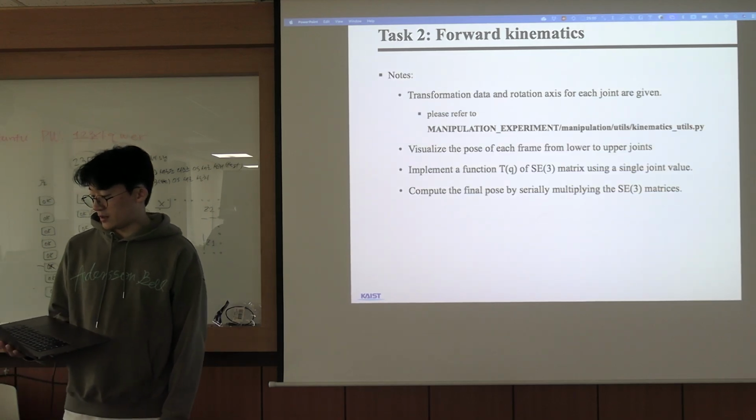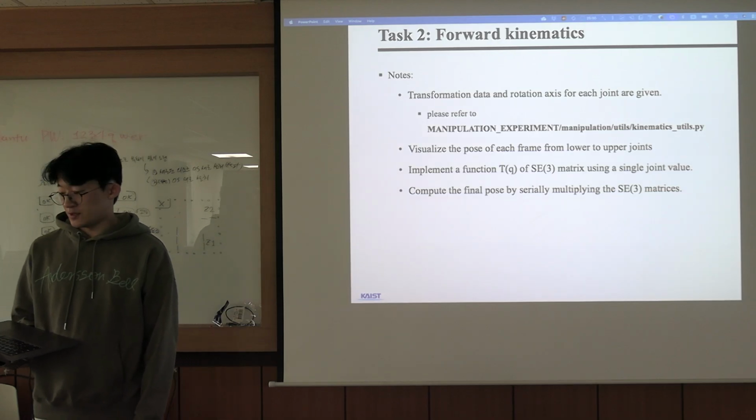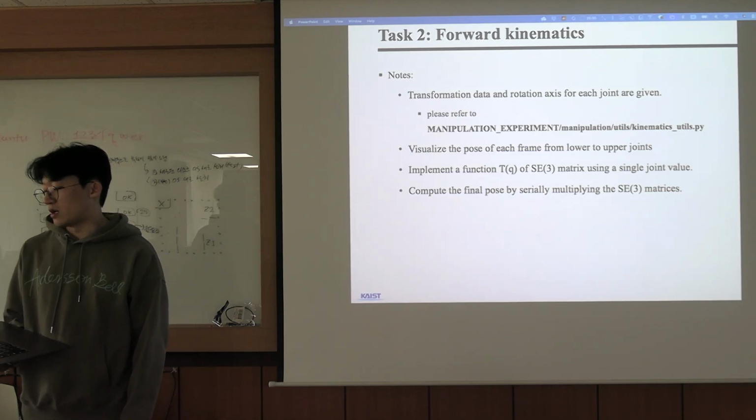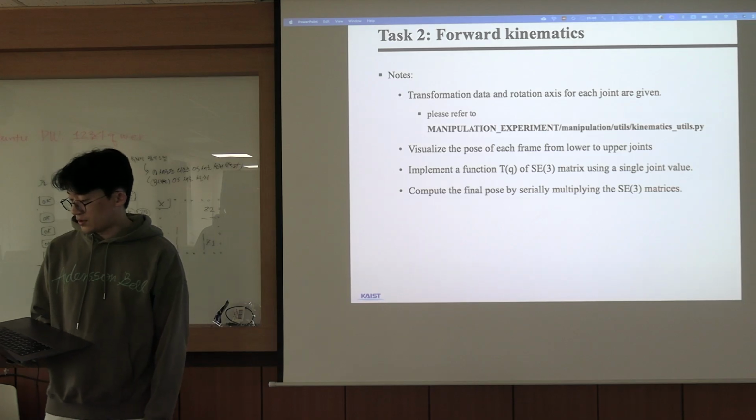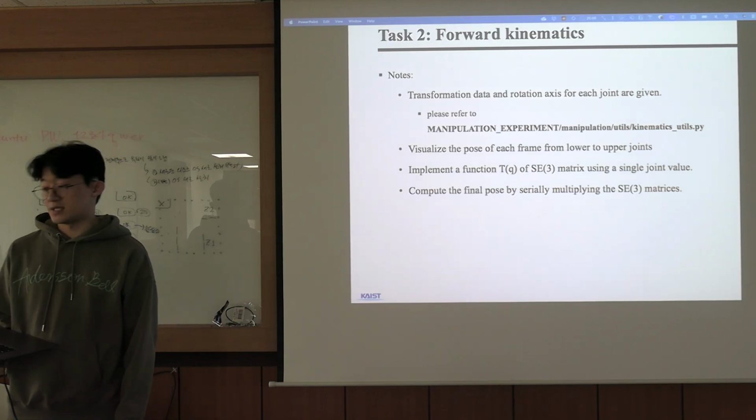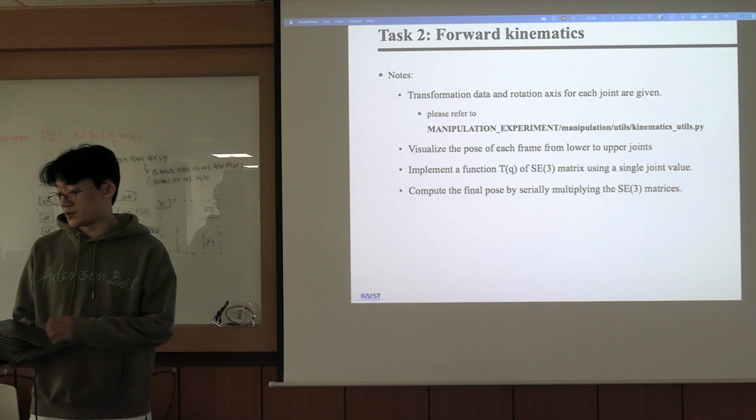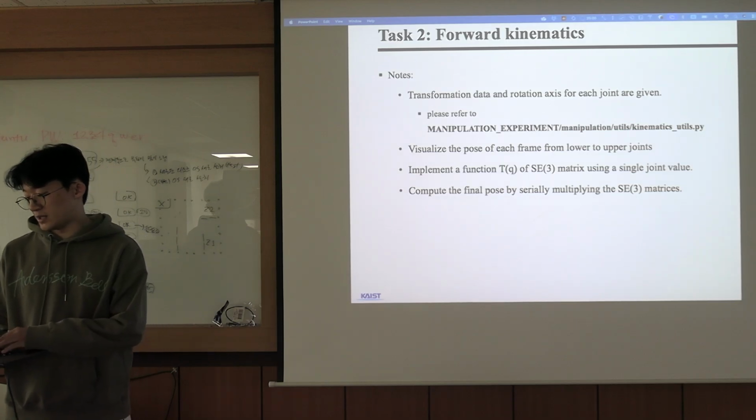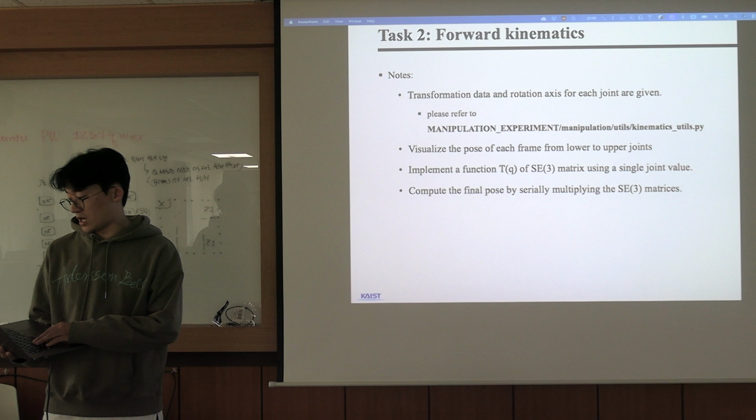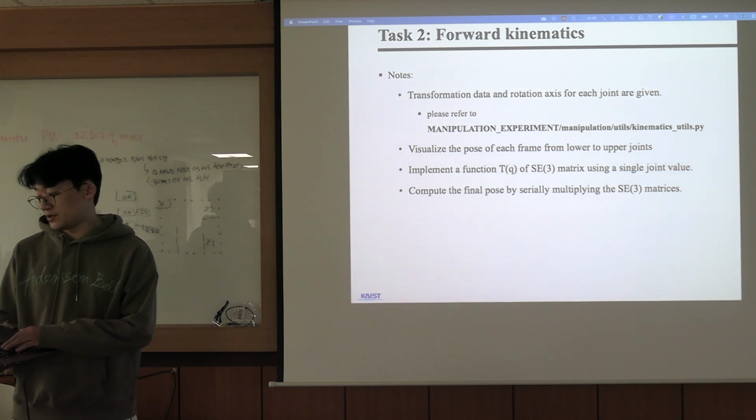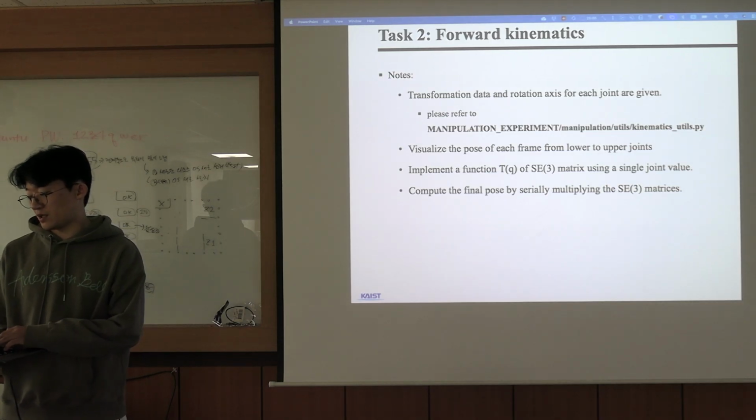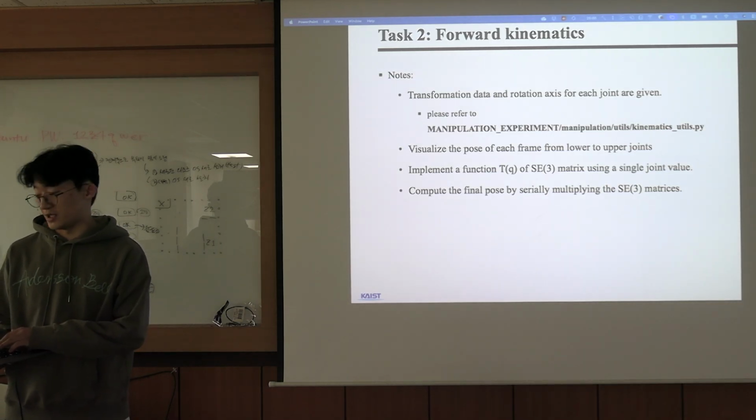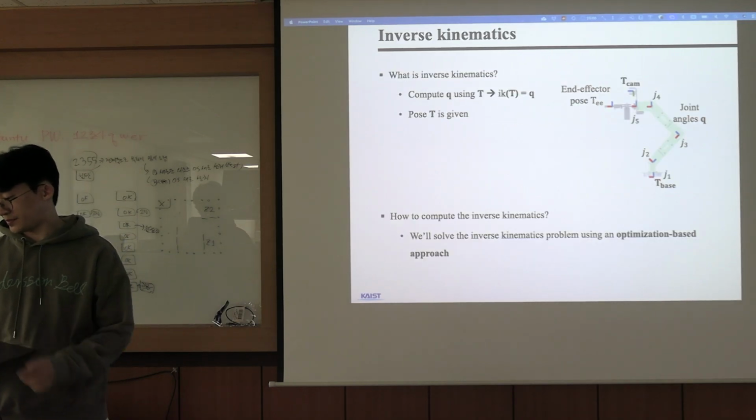So here are a few notes for task 2. The transformation data and rotation axis for each joint are already provided. You can find them in the file kinematics_utils.py. When you implement your code, try to visualize the pose of each frame step by step from the lower joints to the upper joints. You also need to implement a function T(q) that generates an SE3 transformation matrix from a single joint value. Finally, the end effector pose can be computed by multiplying all of these SE3 matrices in order.